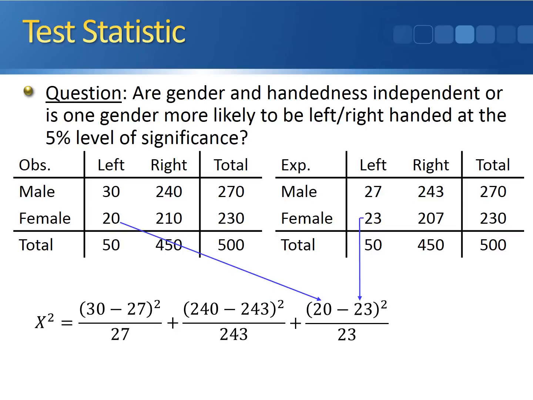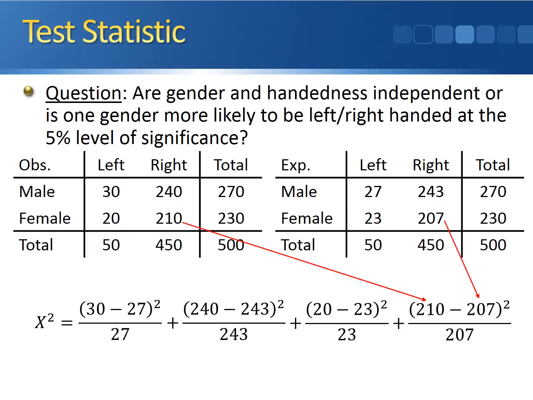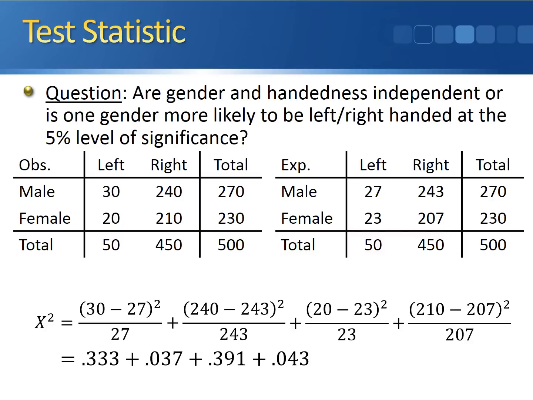The third term comes from females and left-handedness. This gives us 20 minus 23 squared, observed minus expected squared, divided by the expected 23. And finally, our fourth term comes from the people who are female and right-handed. We actually observed 210 people who were female and right-handed. We would have expected 207 of them to be female and right-handed if the variables are independent. We square the difference and divide by the expected count of 207.